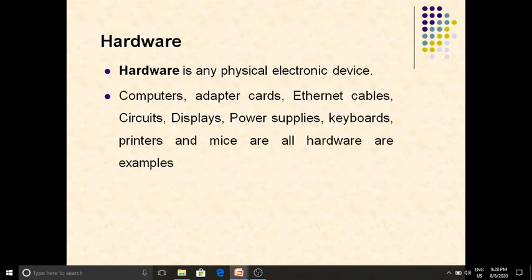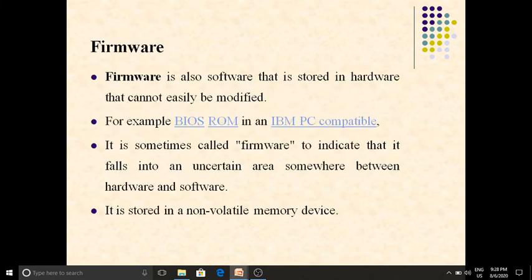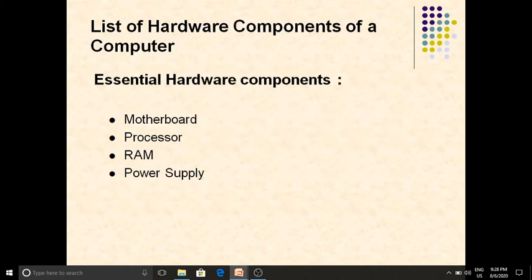Okay, students. So in the beginning we discussed the block diagram of a computer and the parts of the computer, the input and output units, and what hardware, software, and firmware are. Now in the next slide we will discuss the list of hardware components of a computer, starting with the essential hardware components which are a must for a computer.